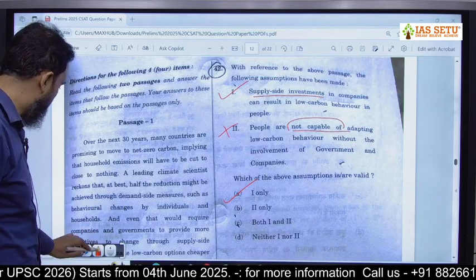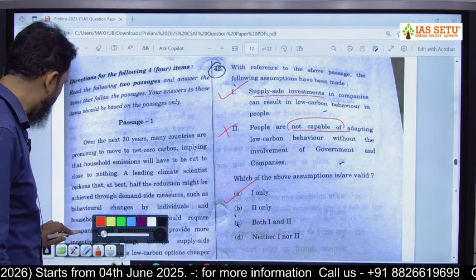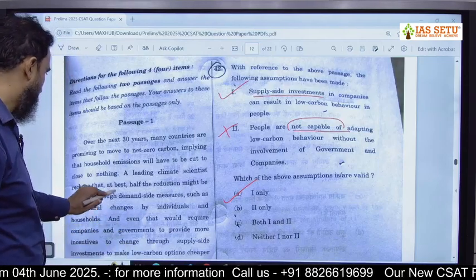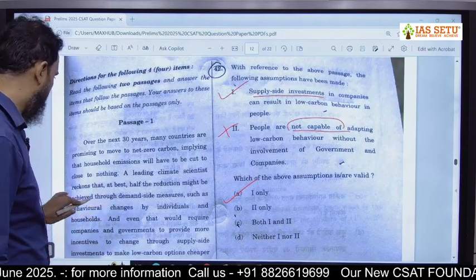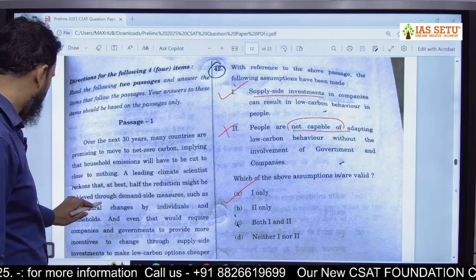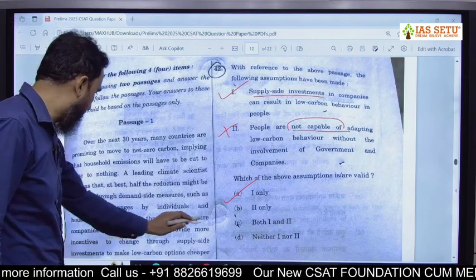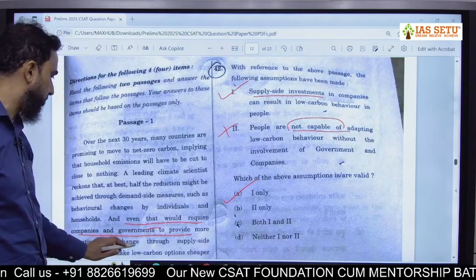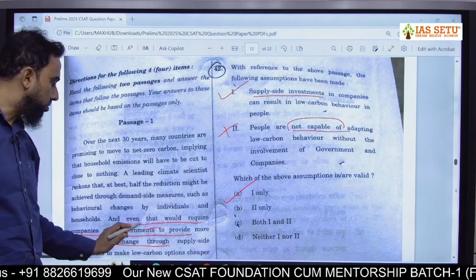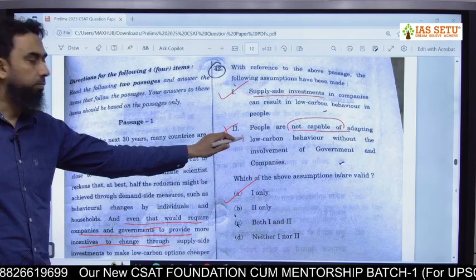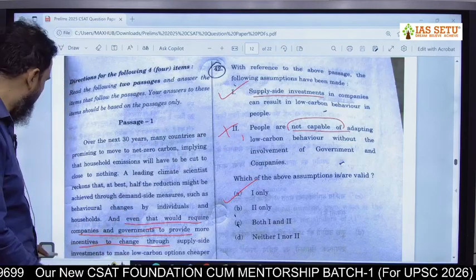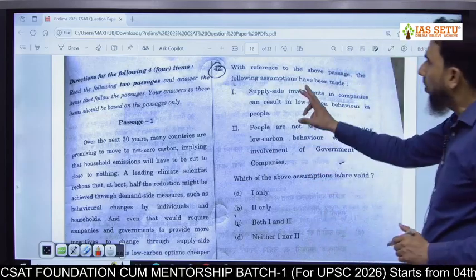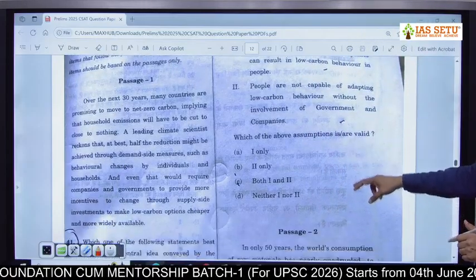Right, and this statement number 2: the author has mentioned here what the leading climate scientist has calculated. He says, and even that would require companies and governments to provide more incentives to change through. But it is not showing that people are not capable of it. It may be that people don't have this tendency or inclination. So for 42, it should be option A only.